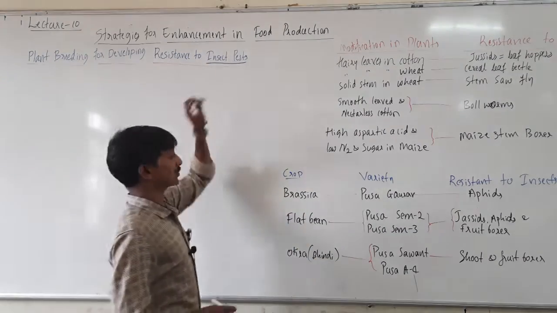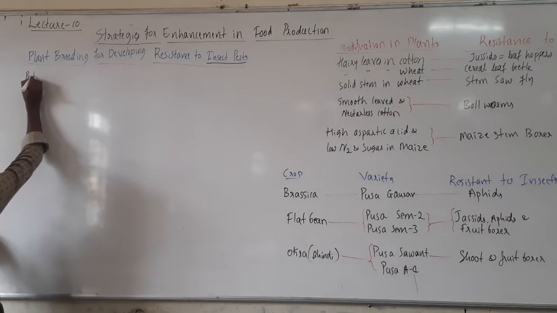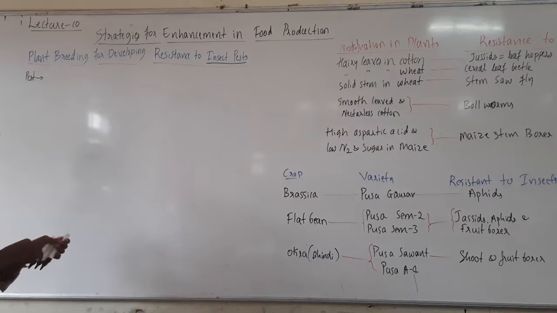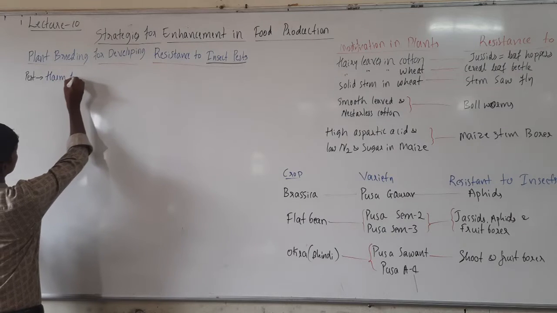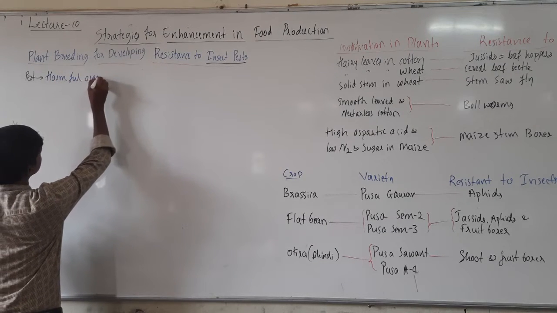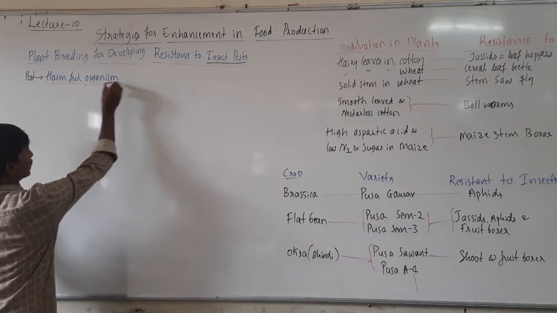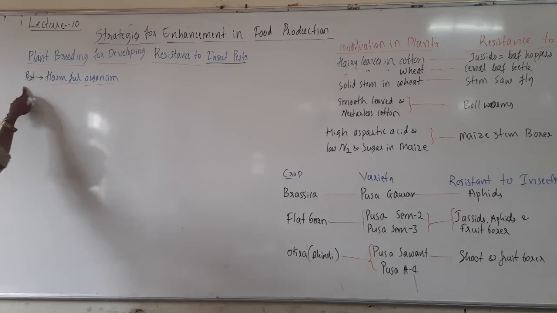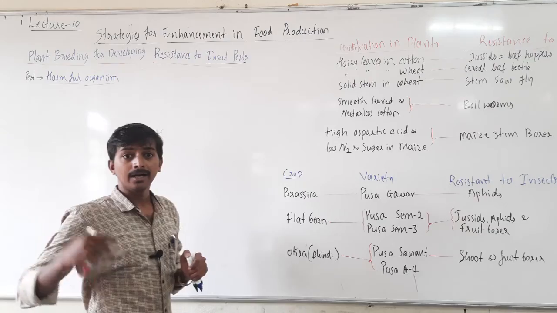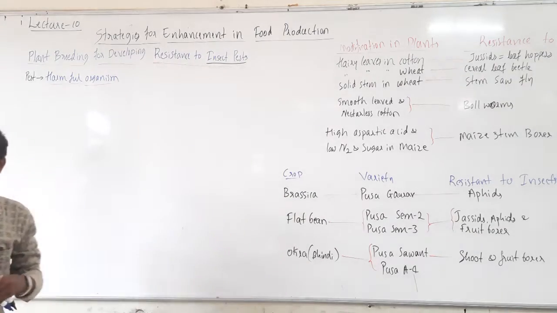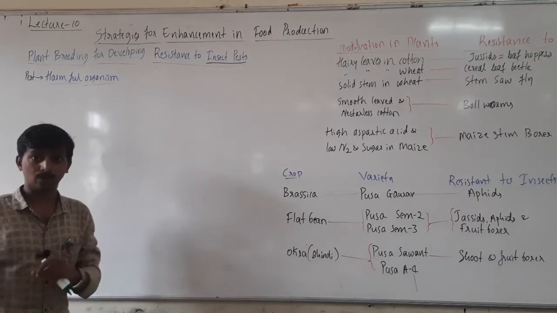What is the word pest? When you use the word pest, it means one of the harmful organisms. Pest means harmful organism. The pest may be an insect, another plant, a bacterium, or one of the viruses, any organism which is harmful to our crop plants.